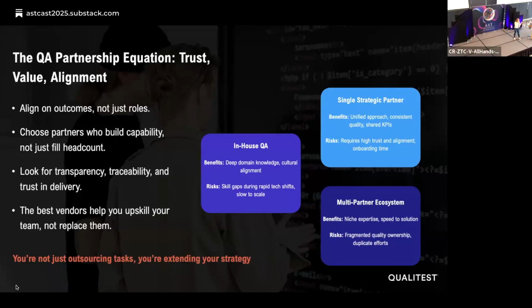You want transparency, traceability, and trust in delivery. I think these are some of the most important parts in a partnership, in any partnership, work-wise or with your friends or with everybody else.